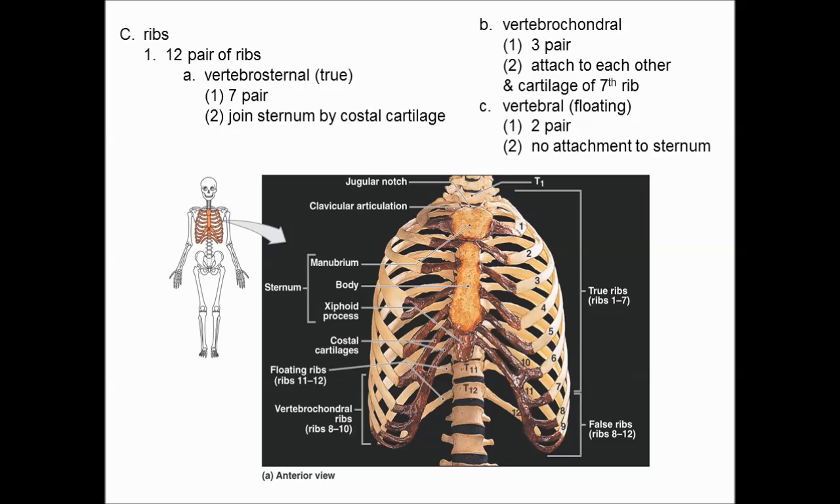There are 3 pair of vertebrochondral, and so that would be 8, 9, and 10. And so they come up hooked together by a cartilage and then hooked to the cartilage of the 7th rib. So the 7th rib on up, all hooked to the 8, 9, and 10. So they call it vertebrochondral. And then the last two, 11 and 12, are floating and don't hook to any of the sternum by any process.